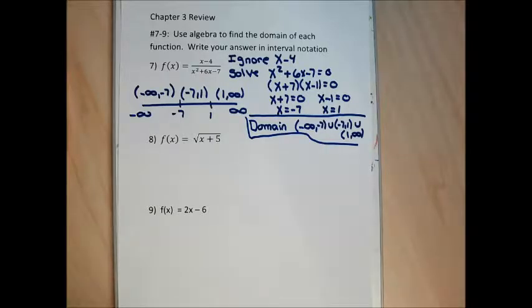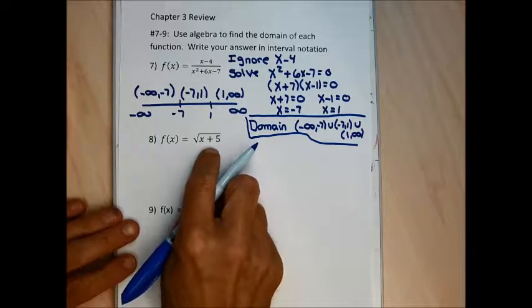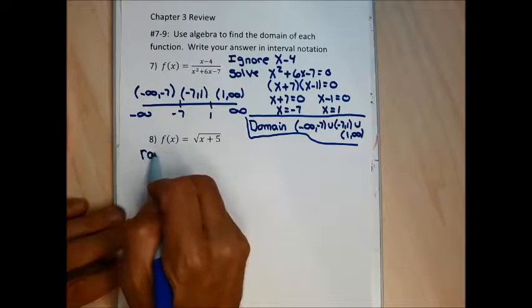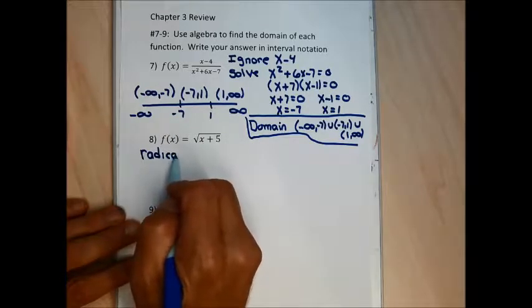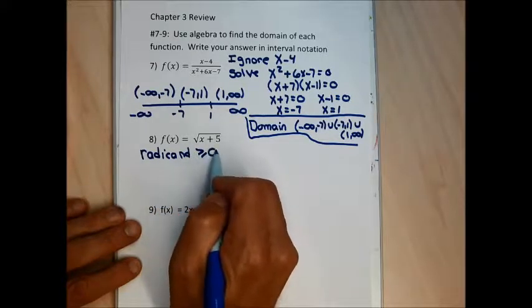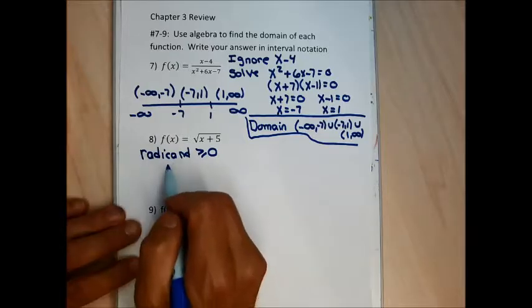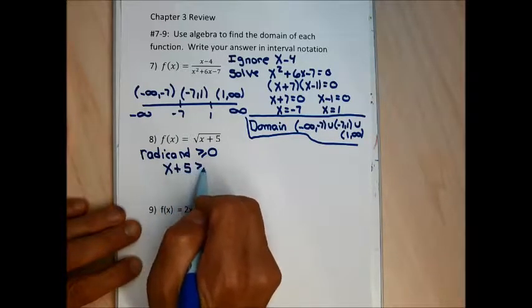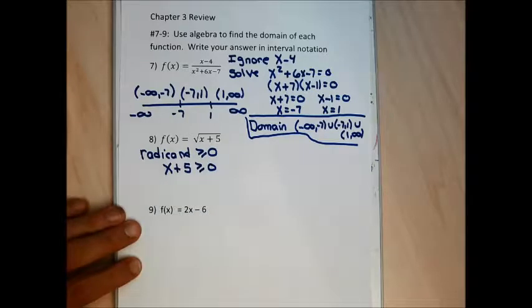So that algebra wouldn't even make sense to do. To find the domain of a square root, you just set the radicand greater than or equal to 0. The radicand is the numbers and letters under the radical, and you set it greater than or equal to 0. This gives me x plus 5 is greater than or equal to 0.